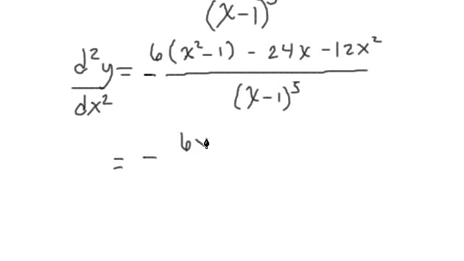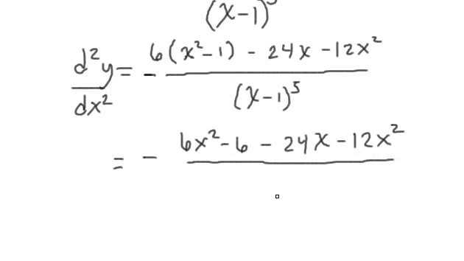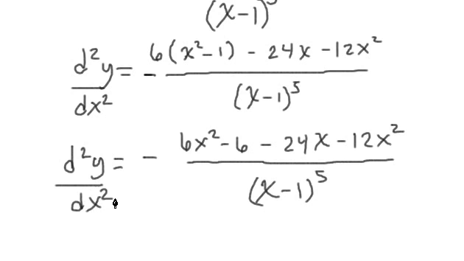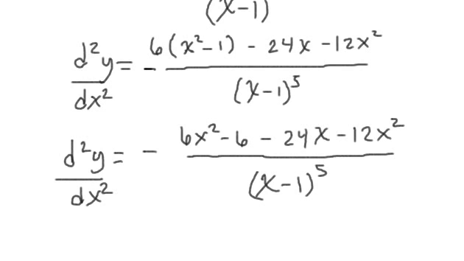So we have 6x squared minus 6 minus 24x minus 12x squared, and that's all over x minus 1 raised to the 5th power. Now it's time, tell you what it's time for. It's time to finish this problem.